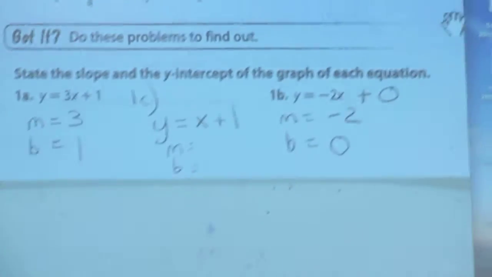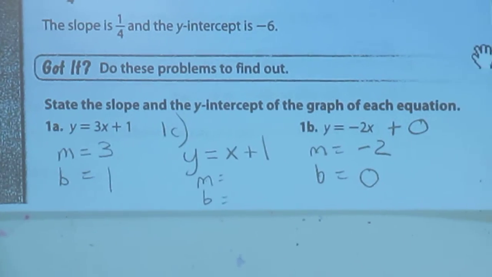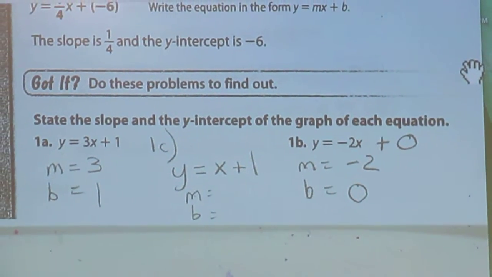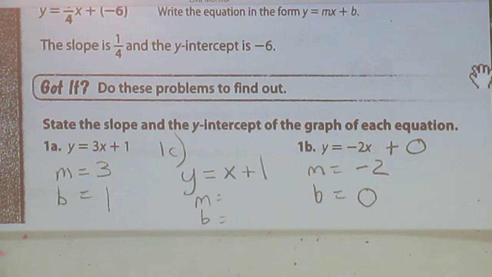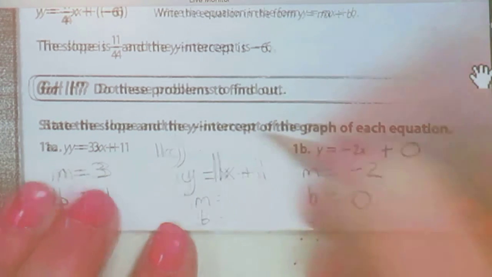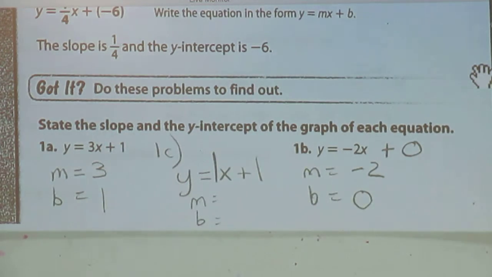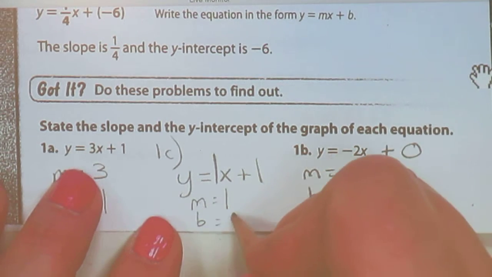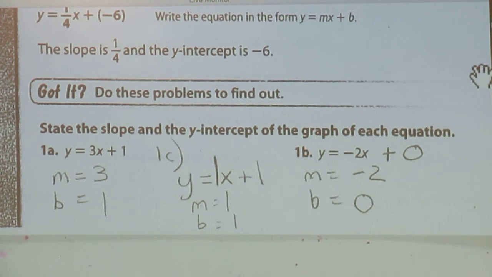Well, if I had 0 times x, I'd get 0. So I have an x, so that can't be right. What do you think? 1. 1 times x will give me x. So that's exactly it. You have to remember that it's understood that there would be a 1 in front of it. So our slope is 1, and 1 is our y-intercept.